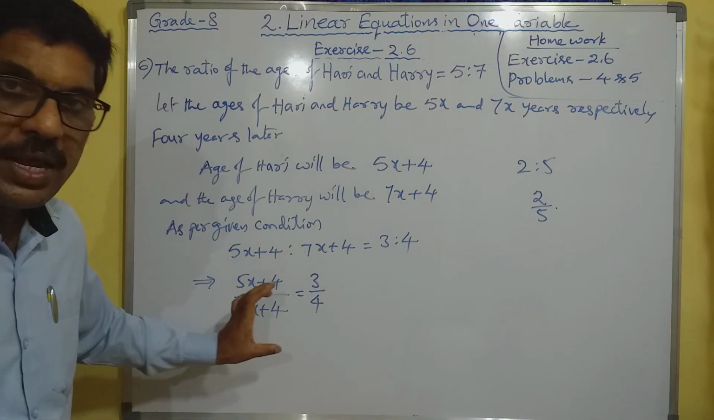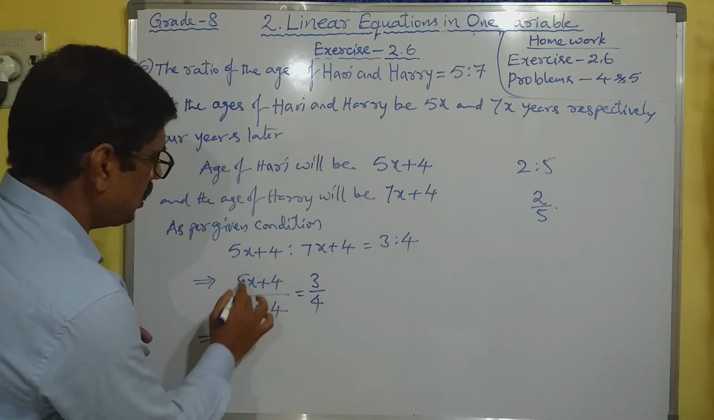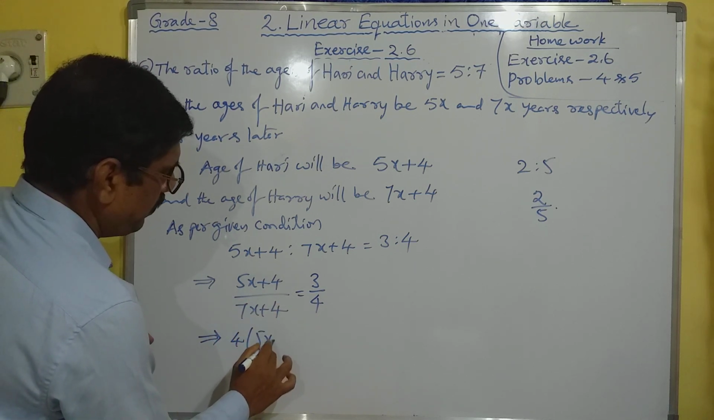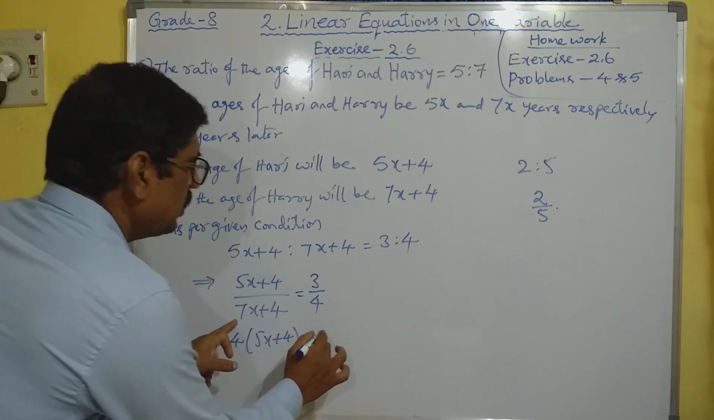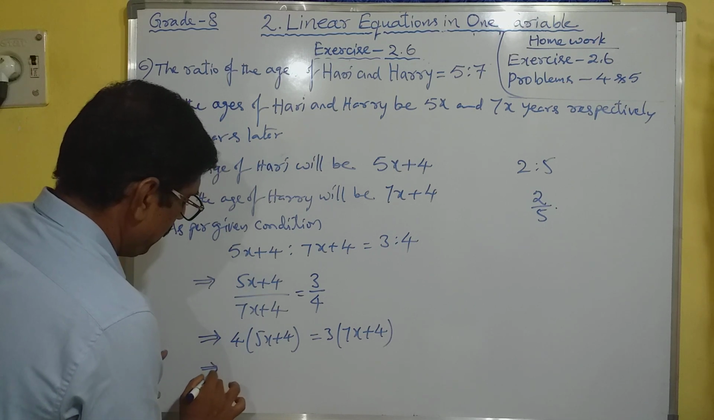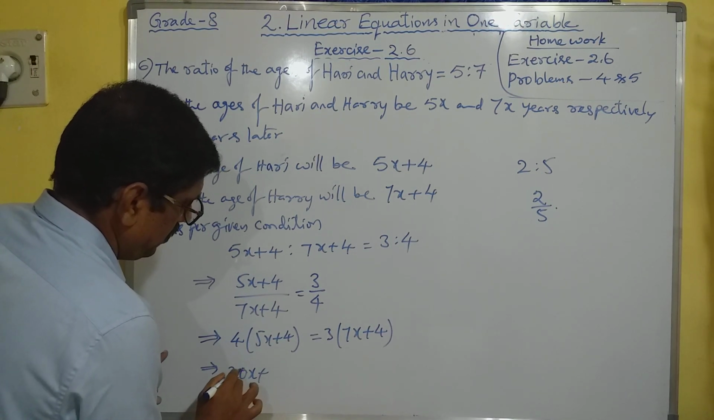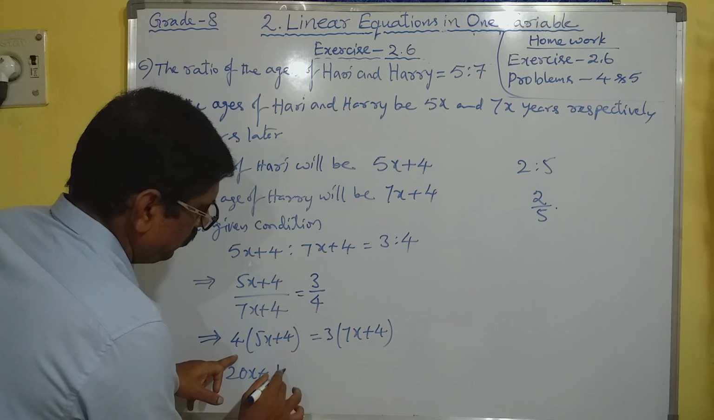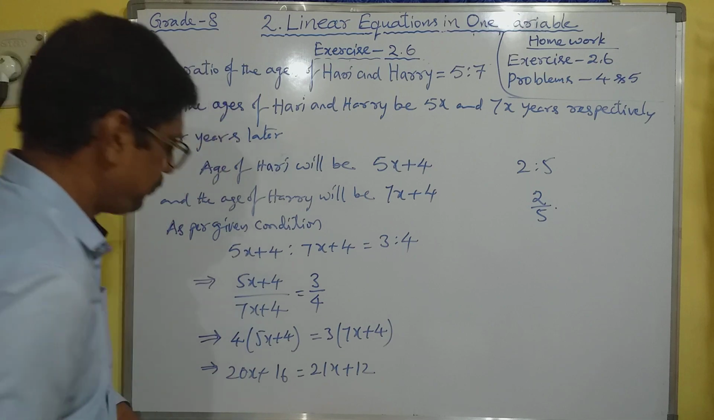Now we have a linear equation. Let us solve this. Now by doing cross multiplication, 4 into 5x plus 4 is equal to 3 into this one, 3 into 7x plus 4. So this implies 4 into 5, 20x plus 4 into 4, 16, is equal to 3 into 7, 21x, 3 into 4, 12.